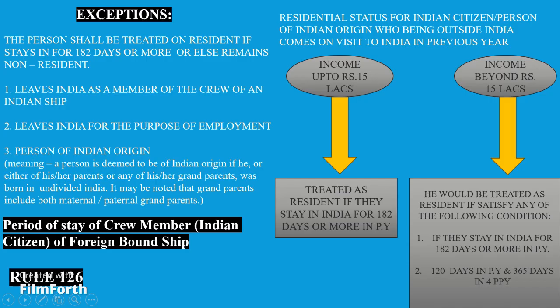Rule 126. For the purposes of Section 6 Clause 1, in case of an individual, being a citizen of India and a member of the crew of a ship, the period or periods of stay in India shall, in respect of an eligible voyage, not include the period beginning on the date entered into the continuous discharge certificate in respect of joining the ship by the said individual and ending on the date entered into the continuous discharge certificate in respect of signing off by that individual from the ship.